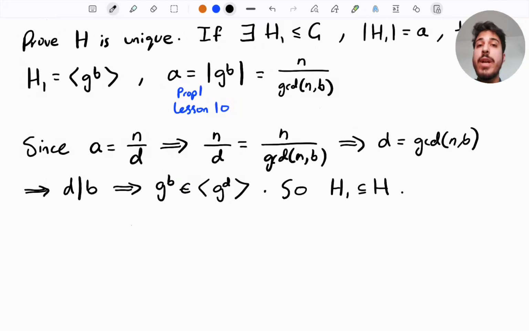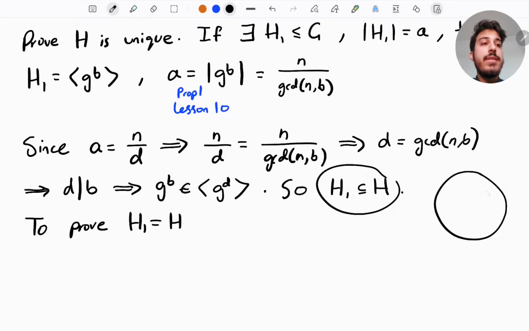Very cool. So now the only thing left for us to prove is that H1 is equal to H. So right now we know that H1 is inside H, like that. We don't know if they're equal to each other or not. We just know it's contained inside. But just remember here that the order of H was supposed to be a. Well, we've said that there exists an H with order a, and now we've just supposed that H1 also contained a elements.